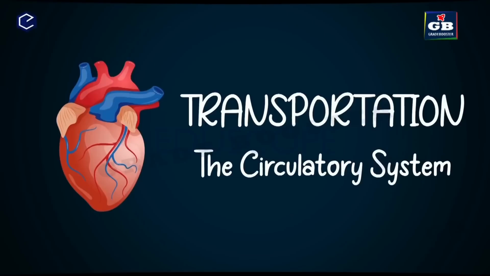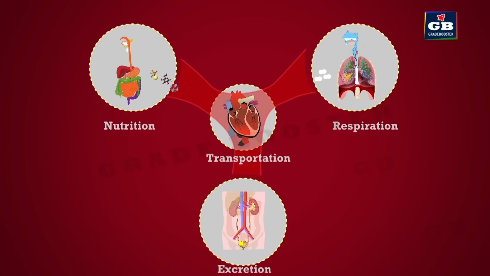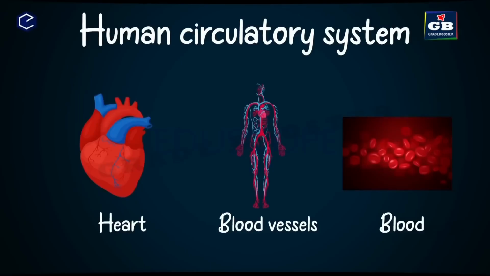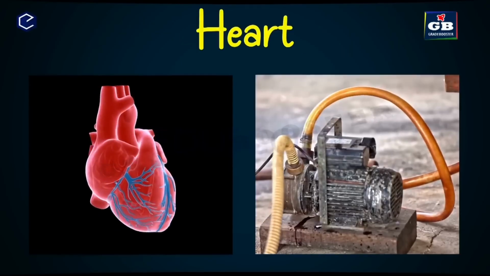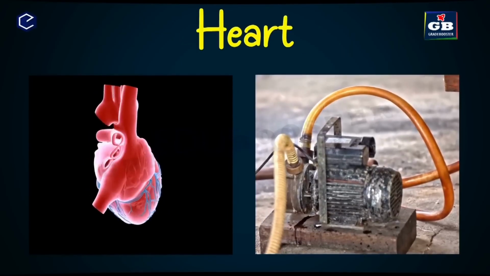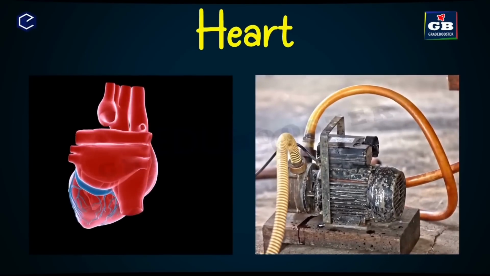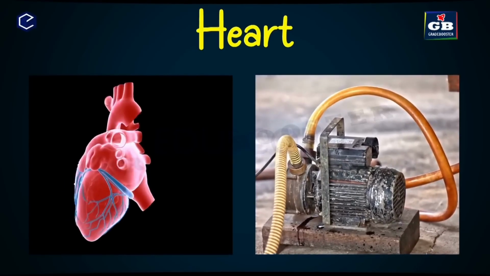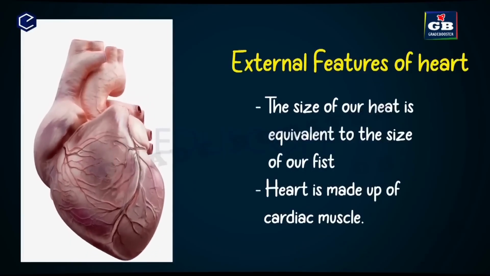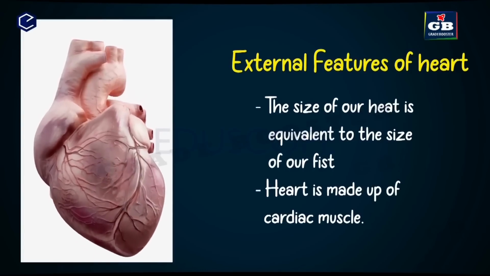Now, let us look at the human transport system. Transportation is an important life process. Materials required for nutrition, respiration, and excretion are supplied by the transport system. Heart, blood, and blood vessels are the three important parts of the human transport system. Just like how an electric motor pumps water in the pipes, heart pumps the blood into the blood vessels. Our heart is a muscular organ. It is the size of our fist.